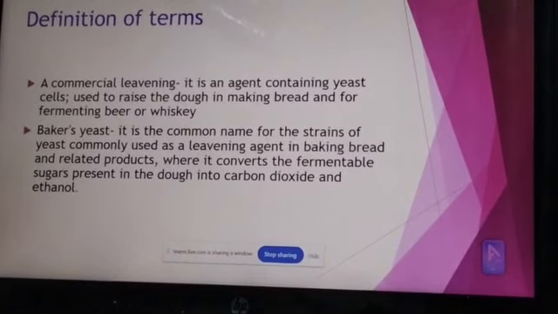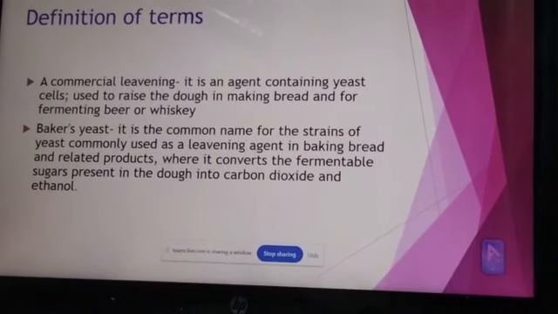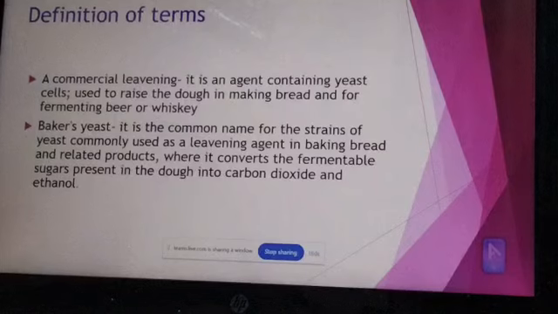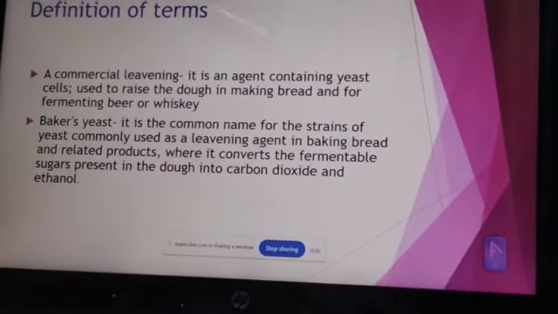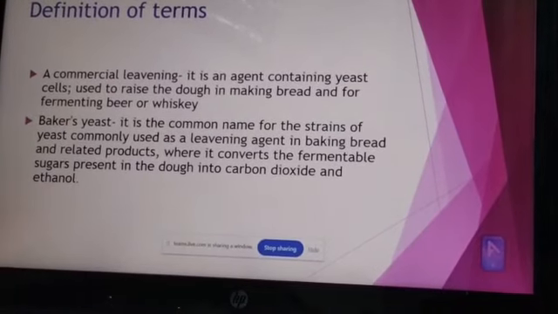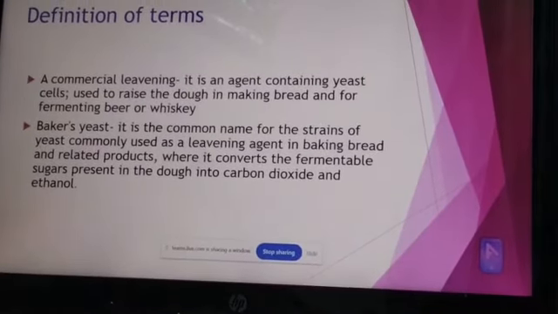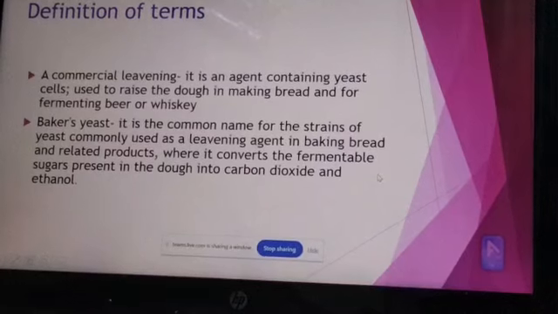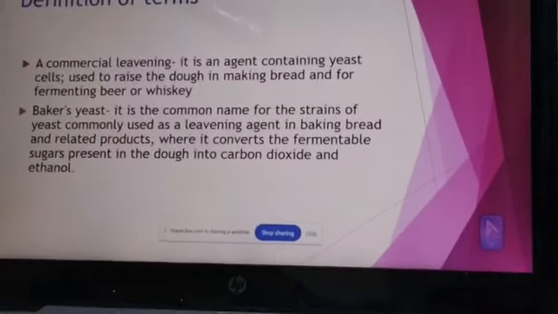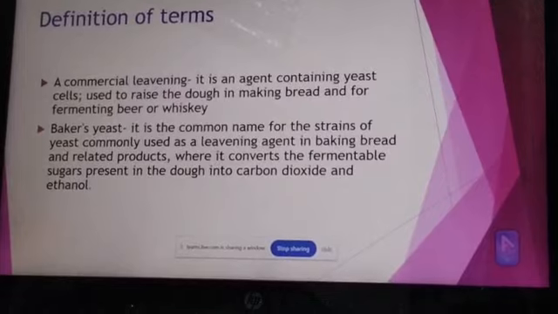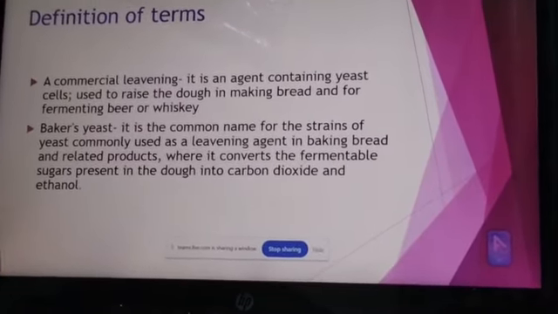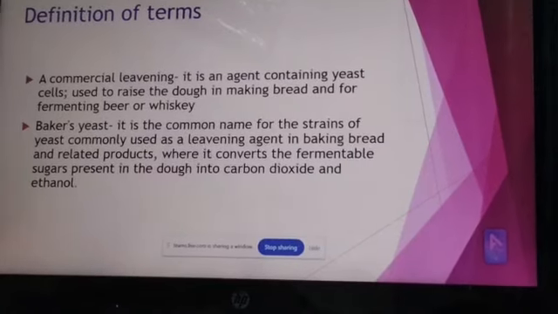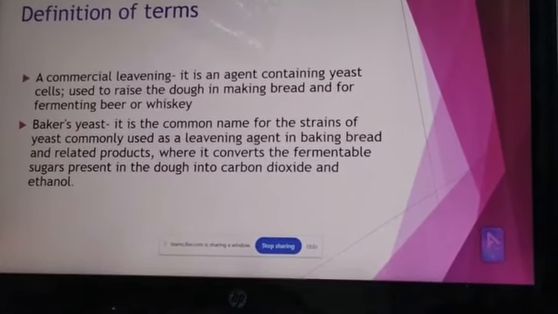So let us start by defining terms. We will define this term, commercial leavening. What is commercial leavening? It is in regards to yeast products. It is an agent containing yeast cells used to raise the dough in making bread and for fermenting beer or whiskey. So commercial leavening is an agent containing yeast cells used to raise the dough in making bread and also in the fermentation of beers and whiskeys.